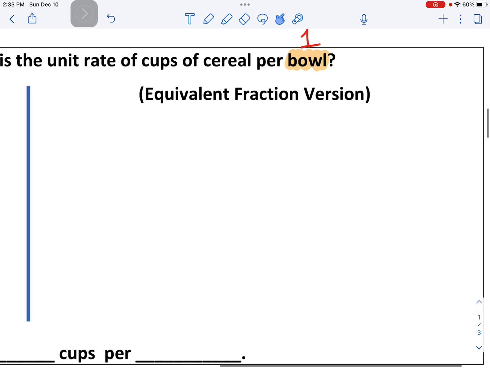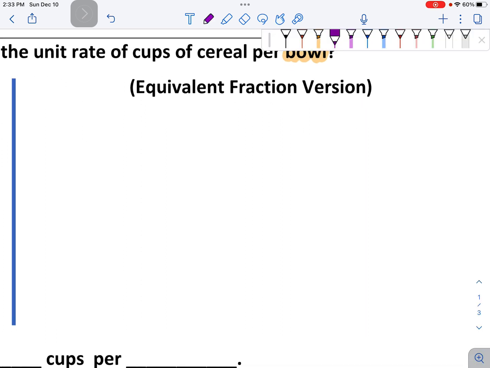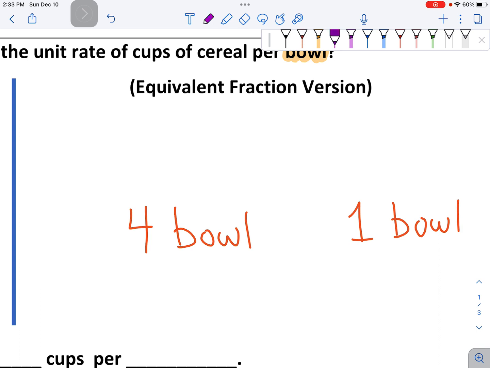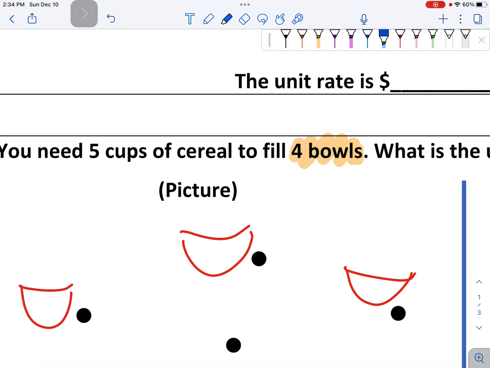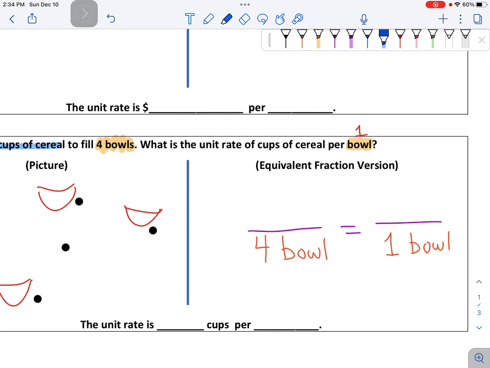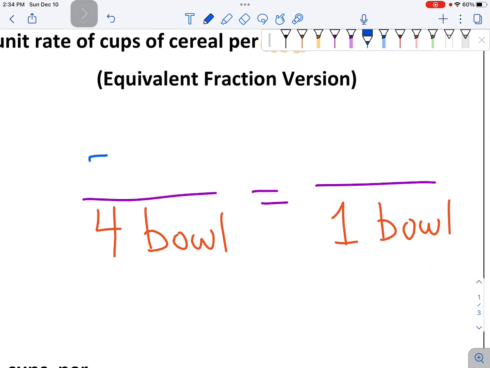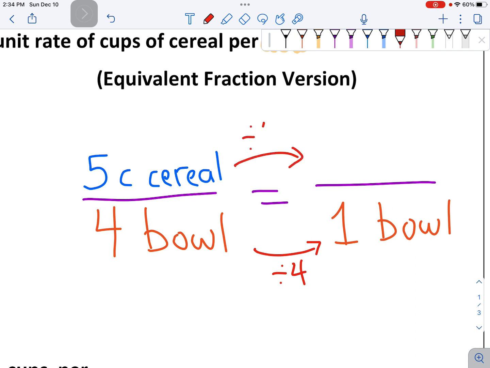Remember, we want to get from 4 bowls to 1 bowl. So I'm going to write 4 bowls and 1 bowl, and then make those be fractions. And going back to the sentence, it said 4 bowls needed 5 cups of cereal. So we'll put that up on top here. 5C cereal. 5 cups of cereal. So to get from 4 bowls to 1 bowl, we need to divide by 4. That's easy enough. But on the top, divide by 4.